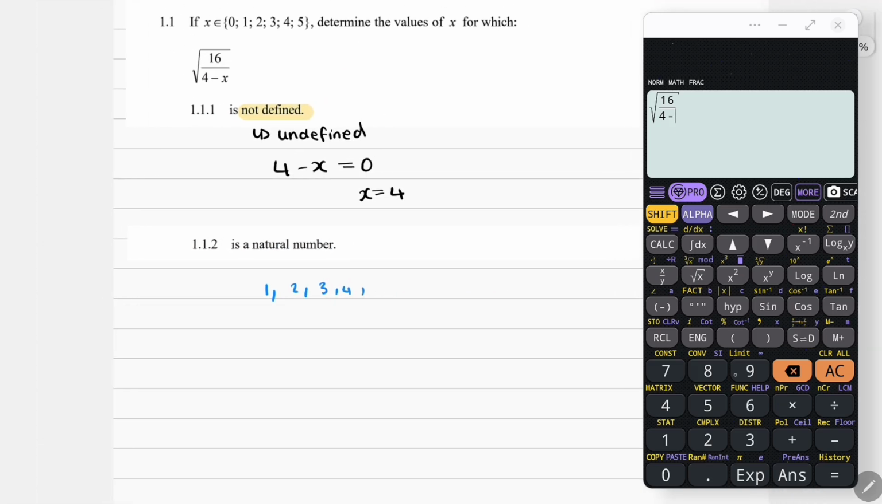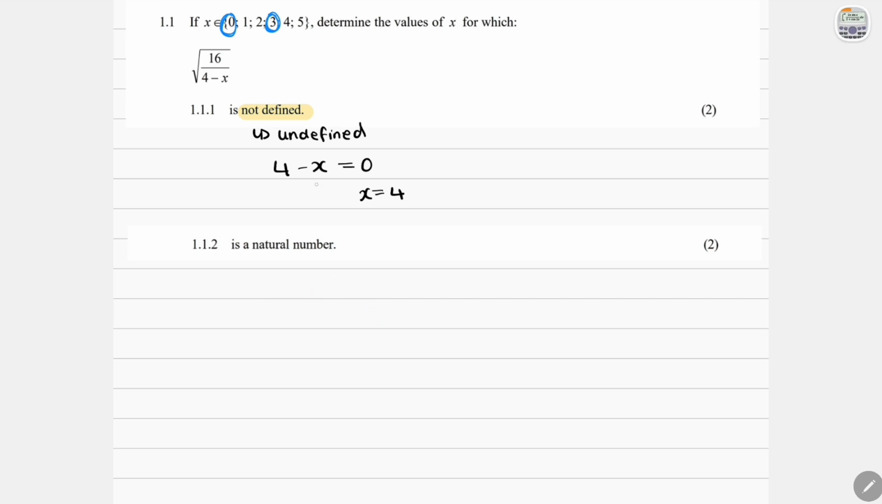So let's see. If we substitute 0, what do we get? 2. So x is equal to 0 works. We do get a natural number. Let's try 1. What do we get? A third. That's not a natural number. And if we try 2, we get a third again. For 3, we get a natural number, 4 is a natural number, so 3 works. And then let's try 4. Of course, that wouldn't work, that's when the denominator is equal to 0. And then 5, you get a non-real number. So we know that the only ones that work are where x is equal to 0 and where x is equal to 3. And that is our answer.